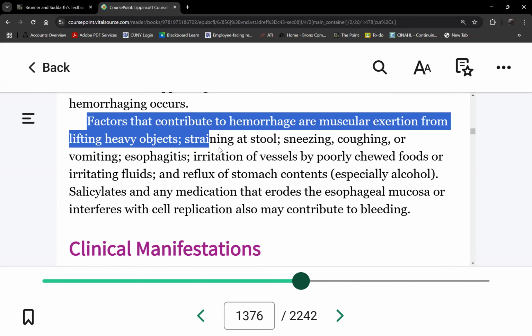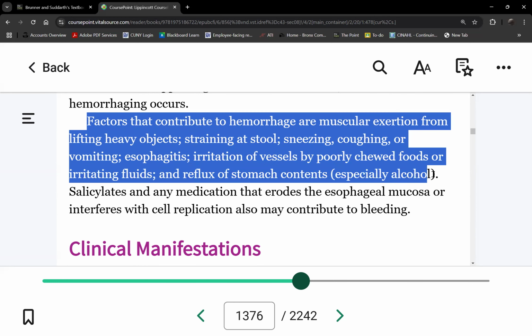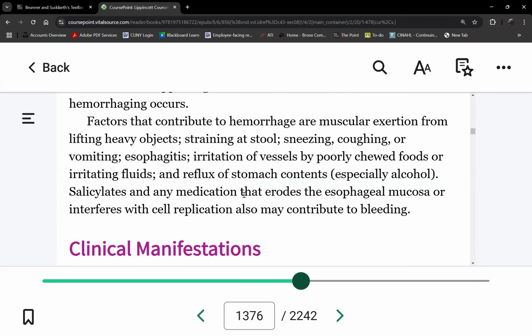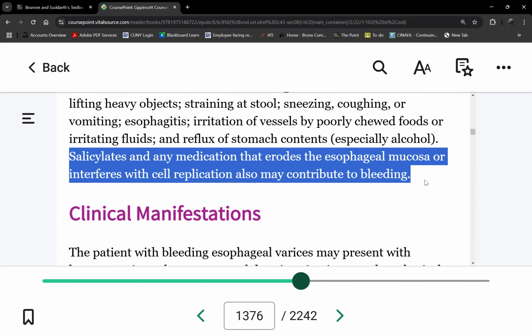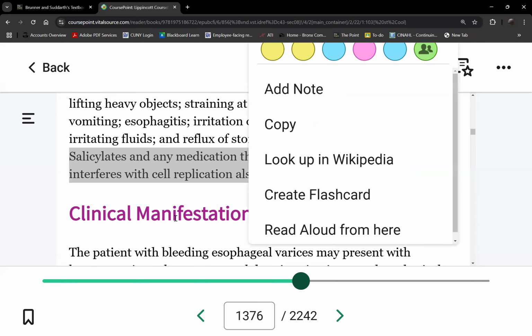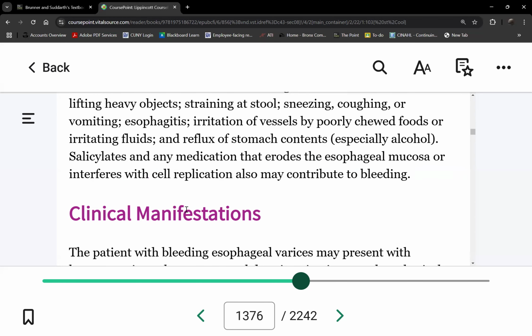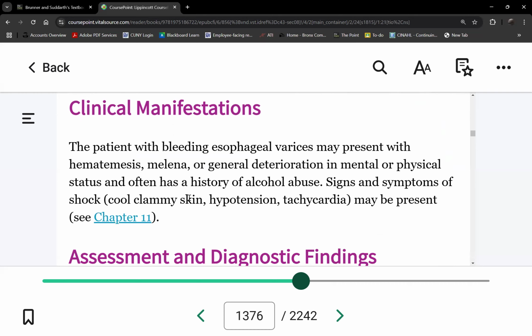Here are the factors again. All of these cause increased intrathoracic pressure, correct? Because they're either pulling or pushing. And of course, aspirin may contribute. Remember, these patients have other chronic conditions as well. So if they have heart disease, they may be on aspirin. Or if they're elderly and have, say, rheumatoid arthritis, they're taking NSAIDs. There you go. More factors that will precipitate bleeding.